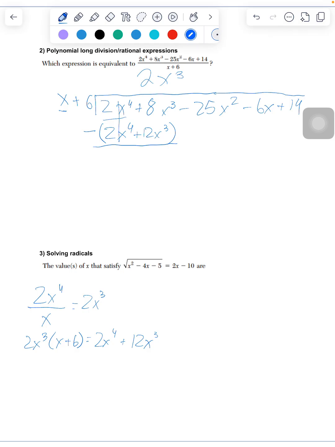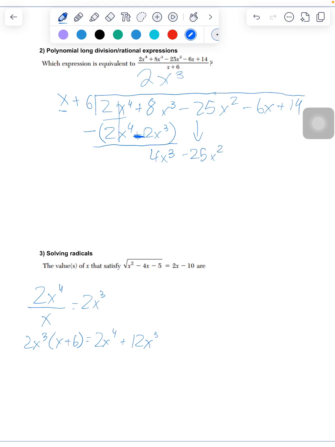I'm on the right track, right? Now you have to be careful here. I see this common mistake a lot. Remember, there's a minus sign here. Don't forget to distribute it. So this becomes a minus 12x cubed. So 8x cubed minus 12x cubed is going to give me negative 4x cubed. So that's what I'm going to get. Now I'm going to bring this down, this minus 25x squared.